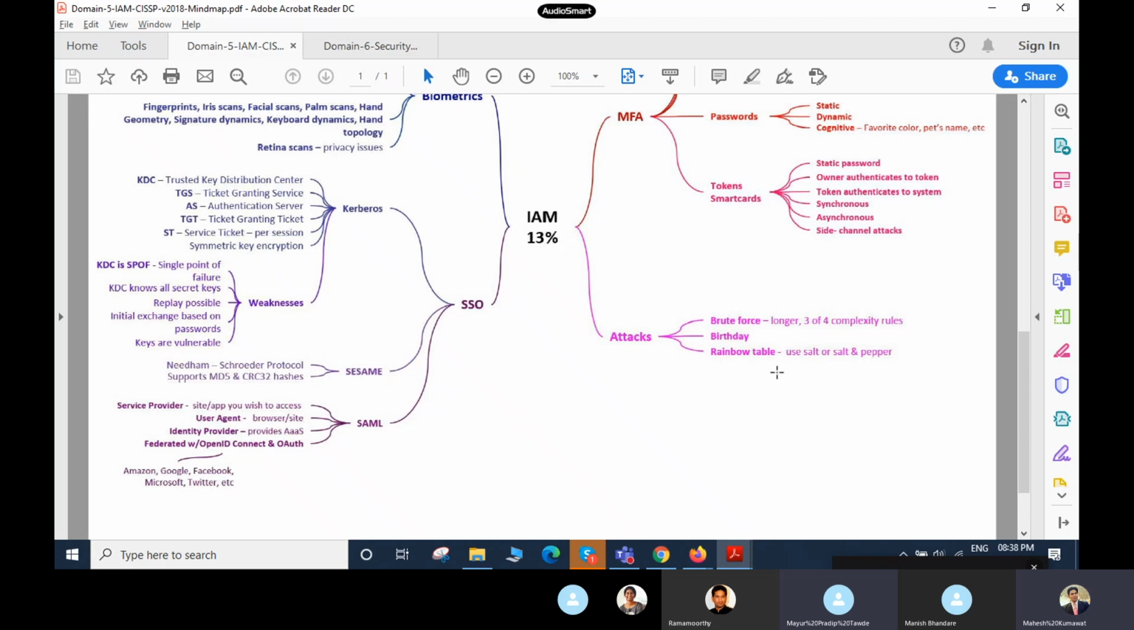And in rainbow tables, what is the input? A rainbow table is basically a table of computed hashes. So they just compare the hashes.